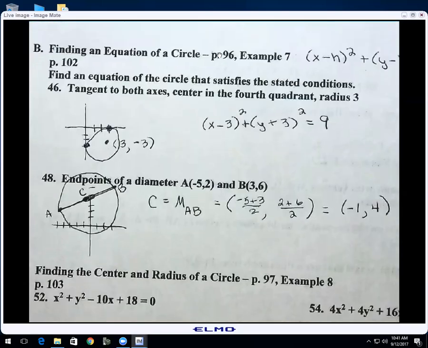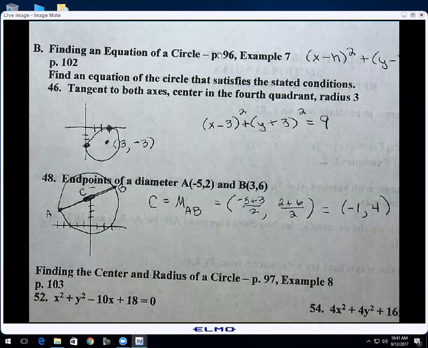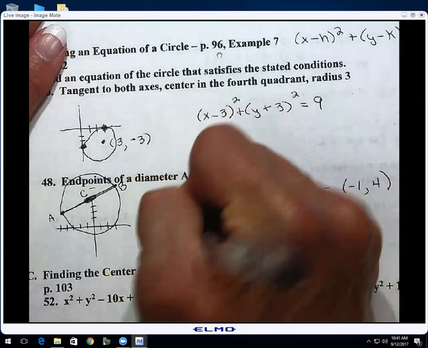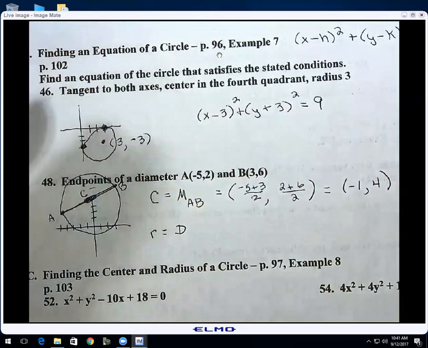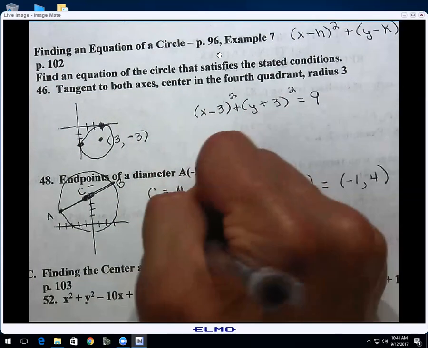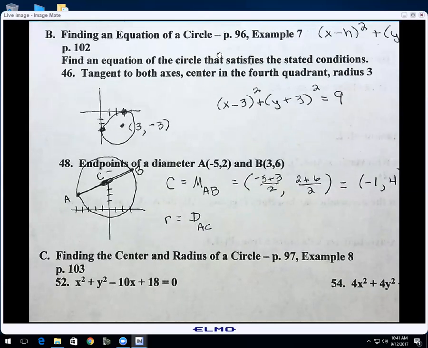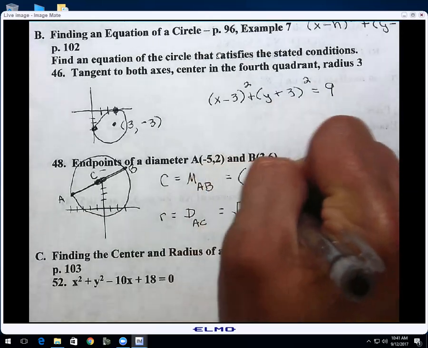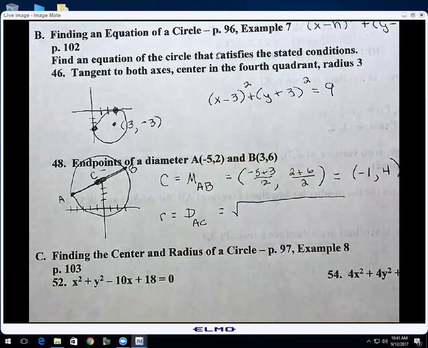What else do I need to know to find the equation of that circle? The radius, and how do I find it? The radius is going to be the distance between which 2 points? I could use either A and the center, or B and the center. I'm not going to finish this problem, but I could use the distance formula to get the radius, and then I could find the equation of the circle.